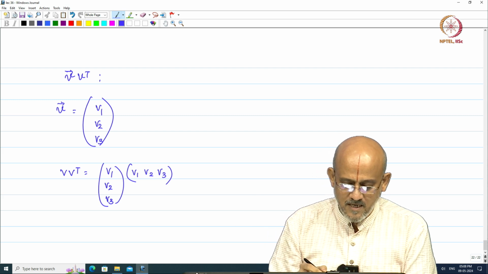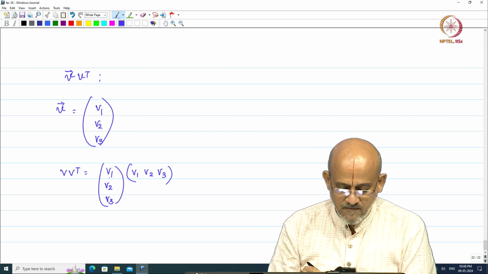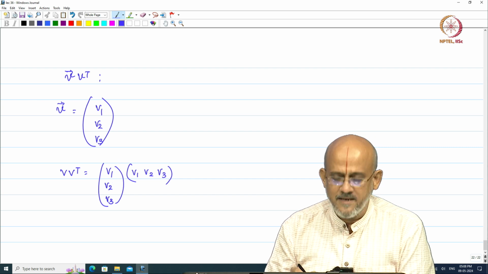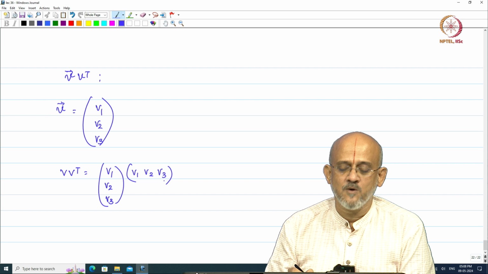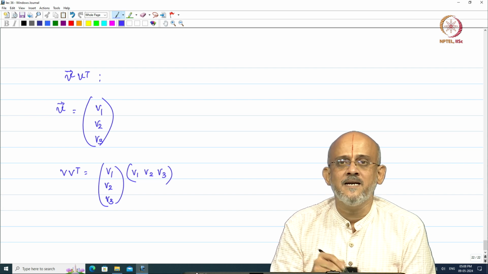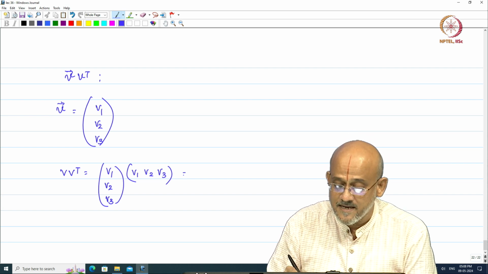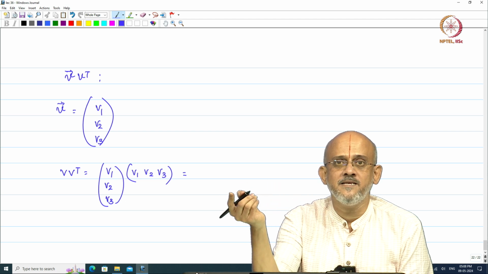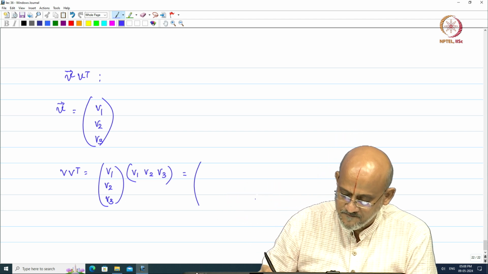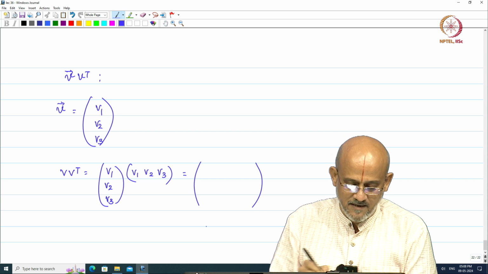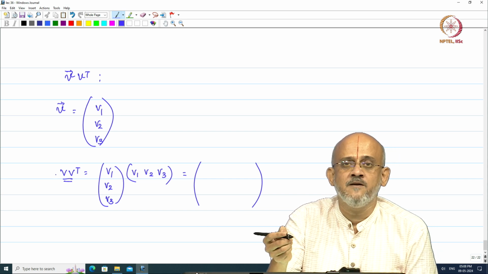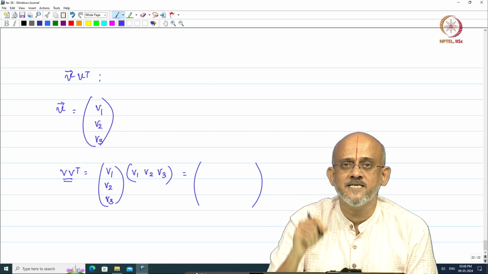So in this case we have this vector v, it is a 3 component vector, a 3 by 1 matrix, and v transpose is basically 1 by 3. So I can multiply these two matrices, and what will I get? I multiply a 3 by 1 matrix with a 1 by 3 matrix, I am going to get a 3 by 3 matrix. So v v transpose results in a matrix, whereas v transpose v results in a scalar.